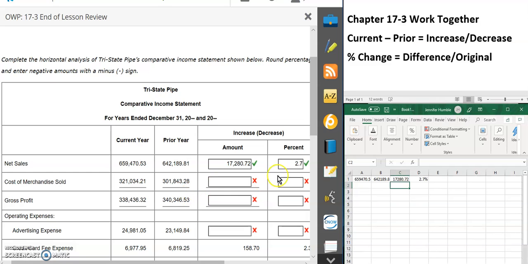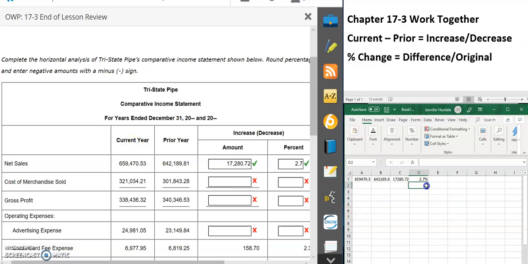Now for the percent change, this formula is always going to be the difference between the two, what you just calculated, divided by the original, whatever happened first. How can you compare two numbers if you don't know what to compare them to? You always compare them to whatever happened first, the original. In this case, your original is the prior year because it happened before the current year.